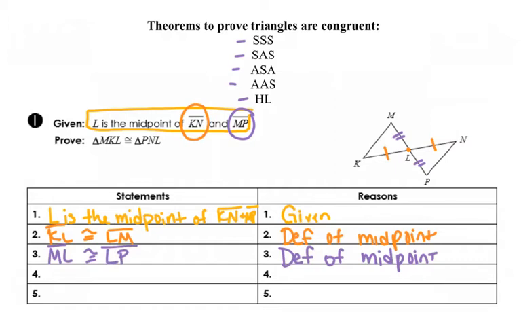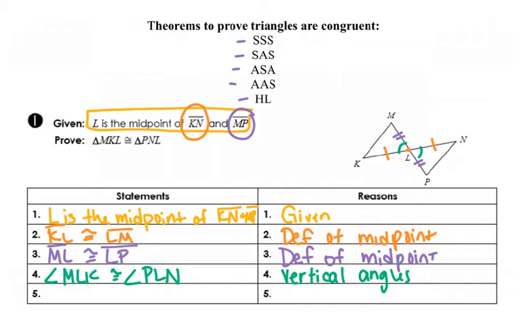So we've stated that we have two pairs of sides. The only other thing I see going on in this picture is a pair of vertical angles. So I'm going to state the vertical angles. So MLK is congruent to PLN. And my reason is that they are vertical angles.